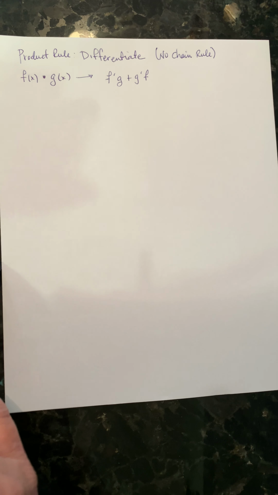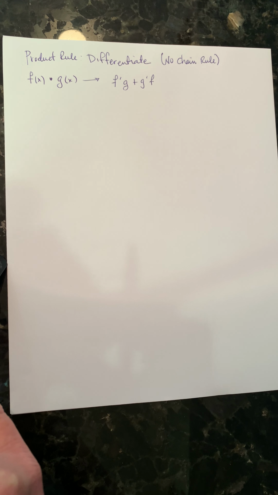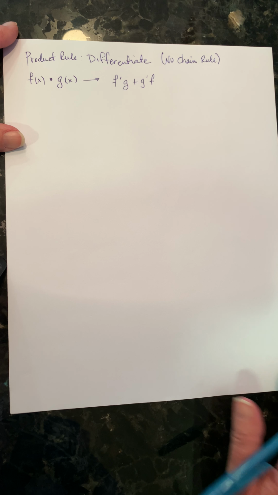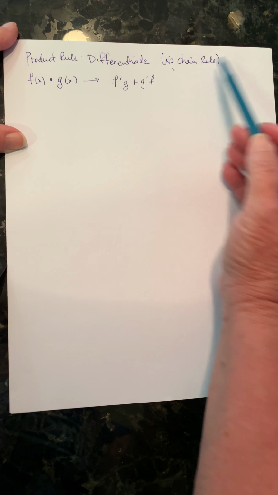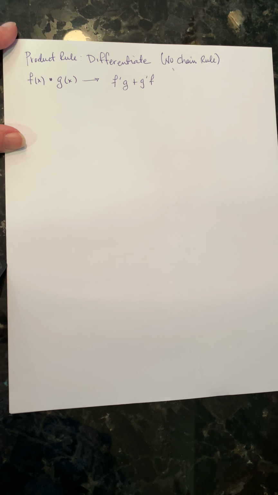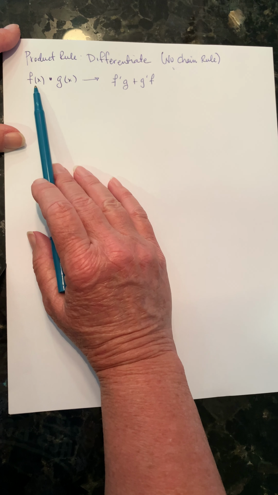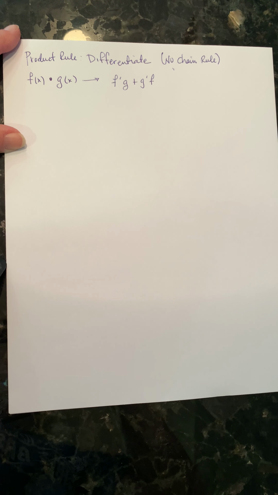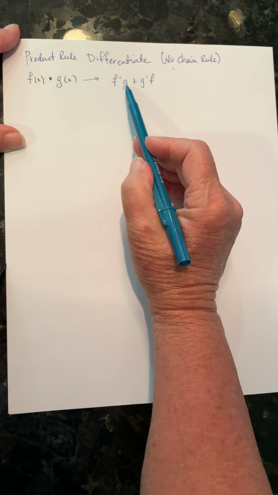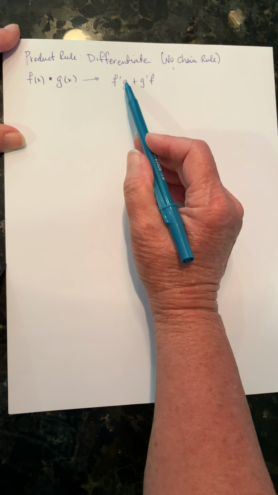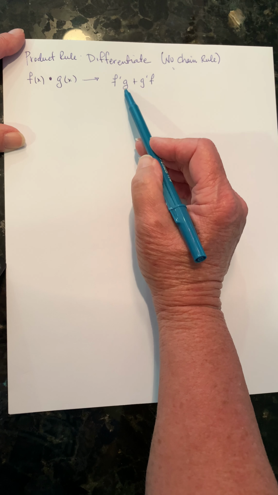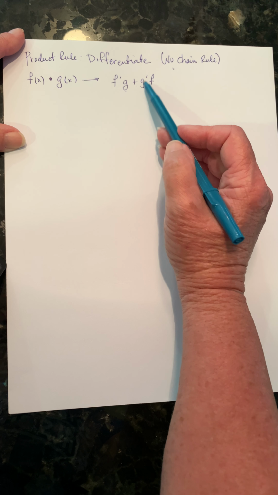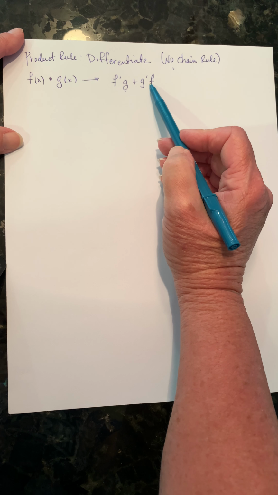Okay, so today we're going to look at the product rule. Very simple to differentiate because we're going to do no chain rule. All right, so the first thing I want to show you is we're using f of x times g of x. Please understand this is times, it's not a composite. Okay, so we've got f prime, the derivative of the f function, times the original g function, plus g prime, which is our derivative of the g function, times the f function.